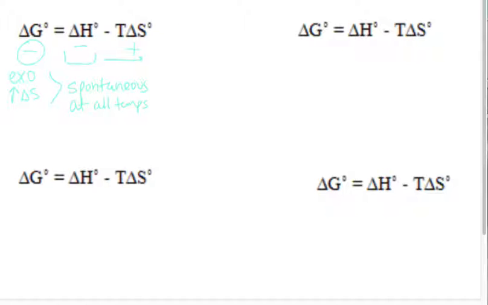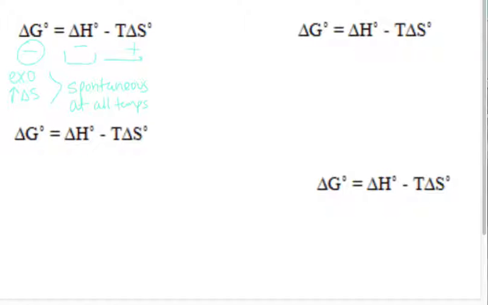You guys are good enough at math that this should not be an issue. All right, so now let's do a different set of conditions. Let's say it's exothermic with a decrease in entropy. Exo means, what's delta H? Negative. A decrease in entropy means delta S is negative.